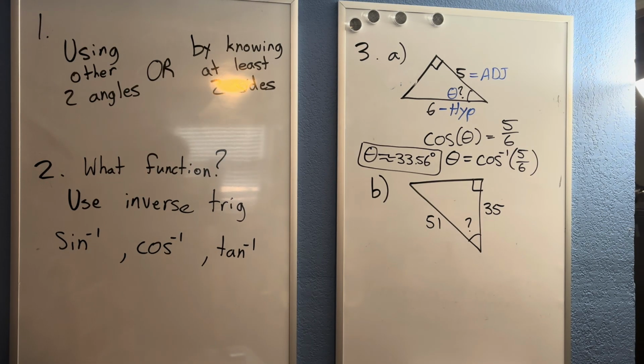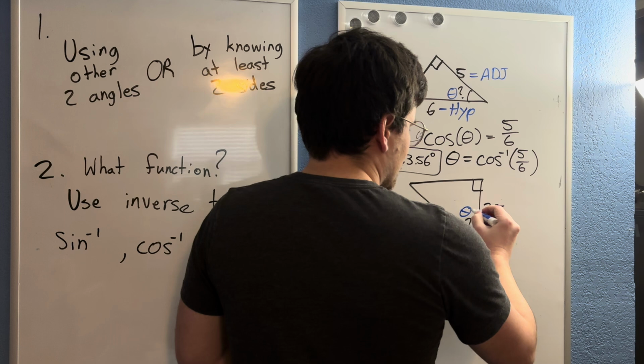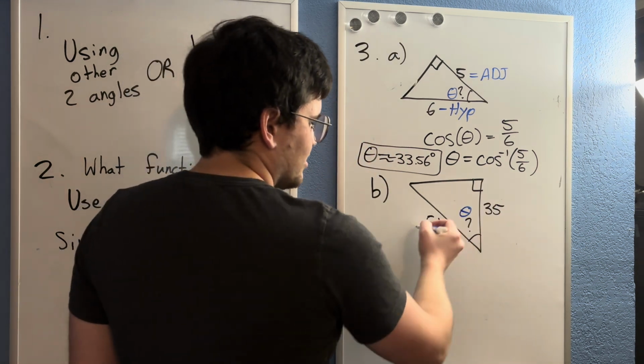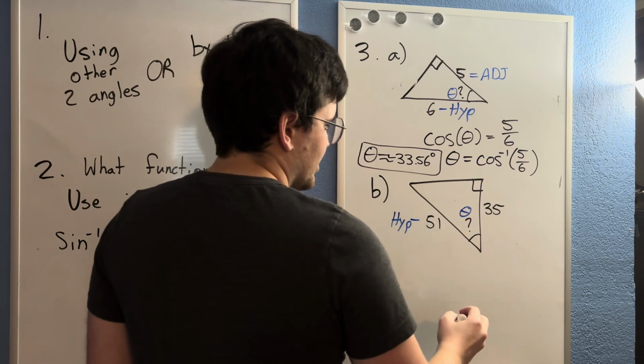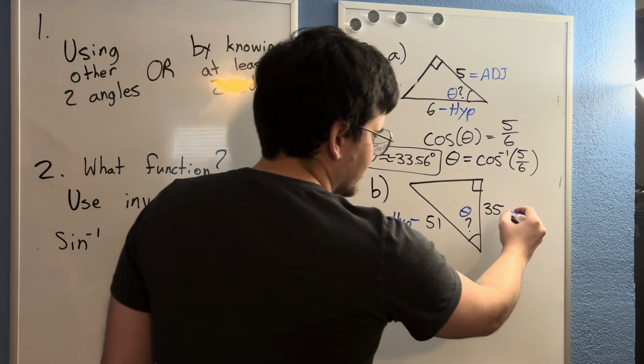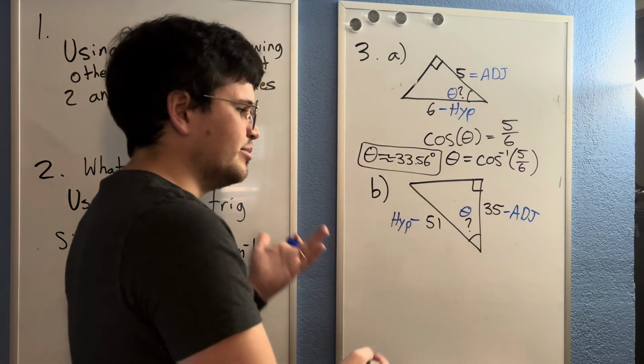All right, last one for the day. Let me focus back in because that didn't show up. 33.56 on that last one. Okay, let's do 3b. So we've got a question mark again, and I'm going to call that theta. Let's label our sides. Hypotenuse. This one is the adjacent. You don't have to call the other one opposite first.